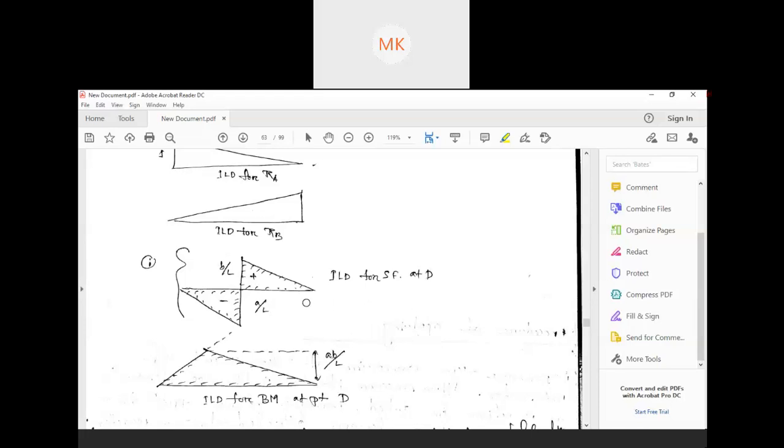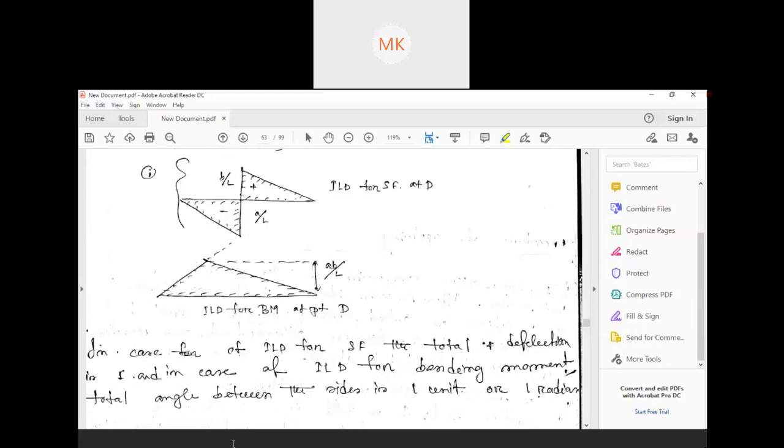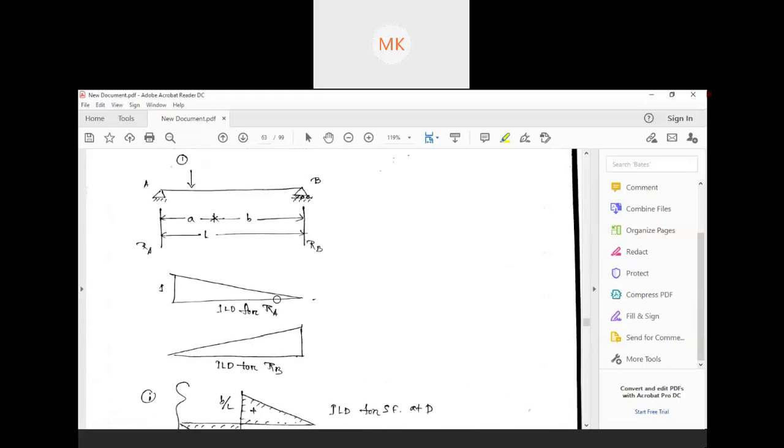So if you want to draw the ILD for SF, meaning shear force, and the ILD for BM, bending moment, at that point D, this is how it looks. Okay, these are the standard values you need to remember. Just replace the length as per the given length, and you can easily find out the values. So just remember these things.